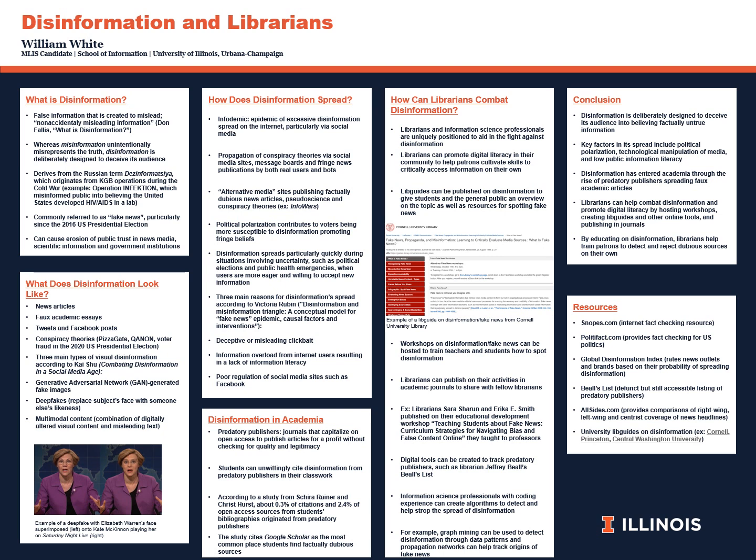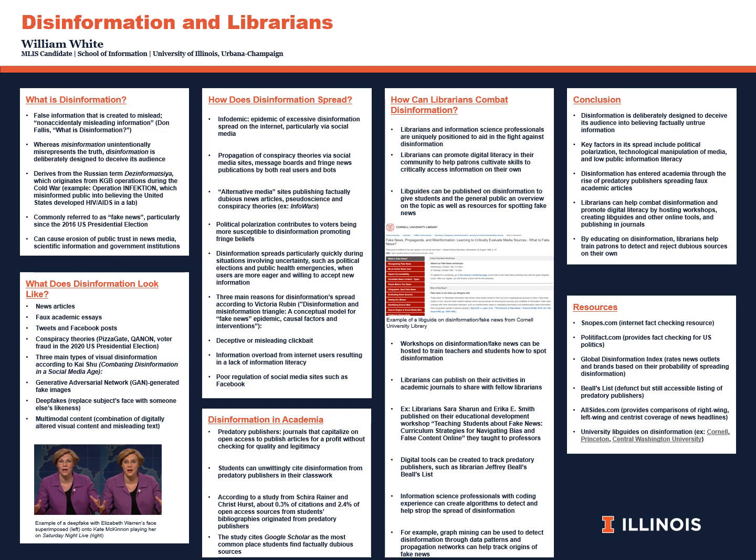Students can unwittingly cite disinformation from predatory publishers in their classwork, most commonly through articles that they find on Google Scholar. What are some ways in which librarians can combat disinformation?